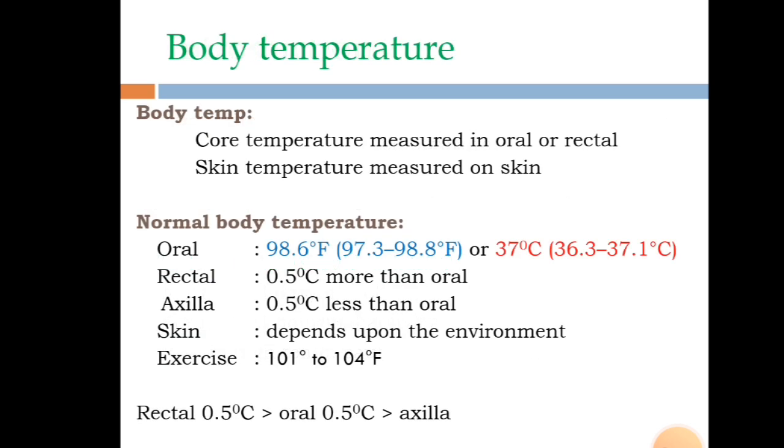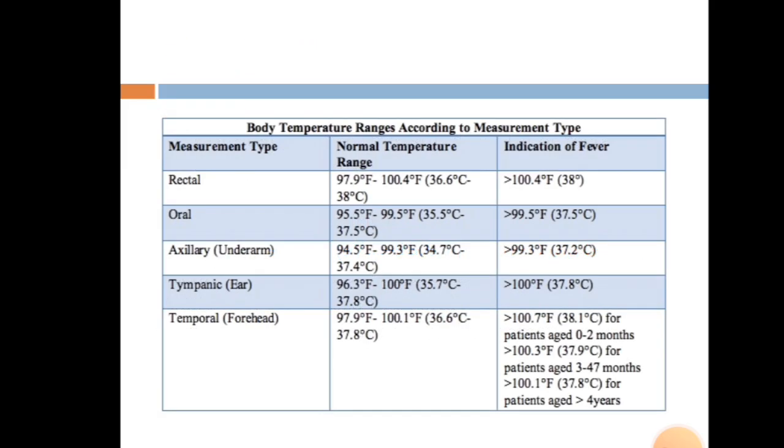Next, body temperature is usually measured orally or rectally. That is usually core temperature, and skin temperature is measured on the skin. The normal body temperature ranges for the different areas are given here, and rectal is more precise than oral, more precise than axilla. The normal temperature ranges according to the measurement type are given here, and the temperature which indicates fever is given.